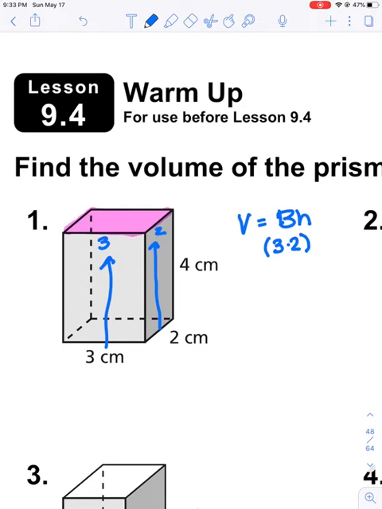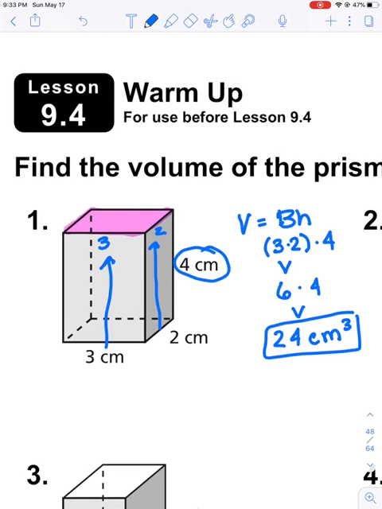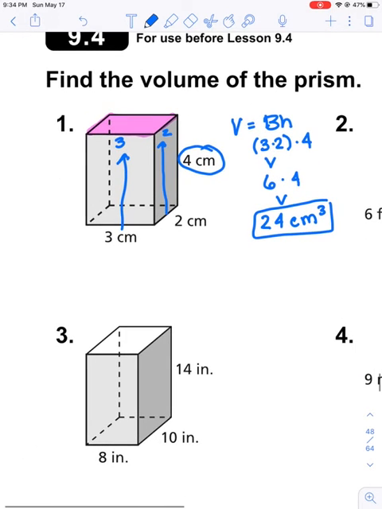And then how many times does the base repeat? Well, they don't show us in cubes, but it's always the remaining number. It repeats 4 times. So I want to do 3 times 2, which is 6, times 4, which is 24, and this time I do have units, centimeters cubed. Volume is the only thing that has units cubed in it. If you chose a different side for the base, you still should have gotten 24 centimeters cubed. Okay, so pause the video and try number 3.